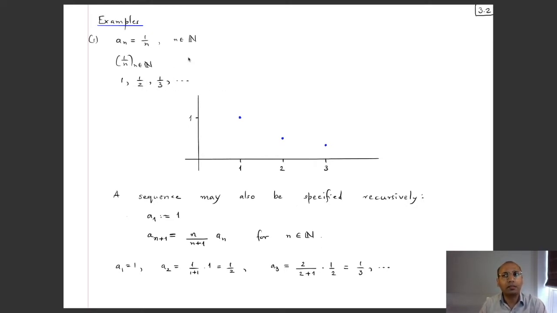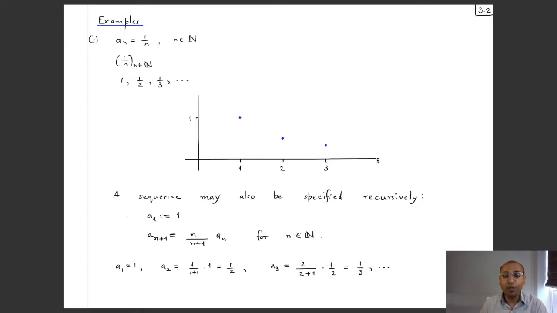Since the sequence is really a function, we can draw its graph. If on the x-axis we have the natural numbers 1, 2, 3, and so on, then the point on the graph of this function will be of the form (n, a_n), where a_n is the nth term of the sequence. In this case, the terms of the sequence look like this. The first term is 1, the second term is a half, the third term is a third, and so on. We see that the terms of the sequence seem to be settling down to 0. The distance to 0 is becoming progressively smaller.